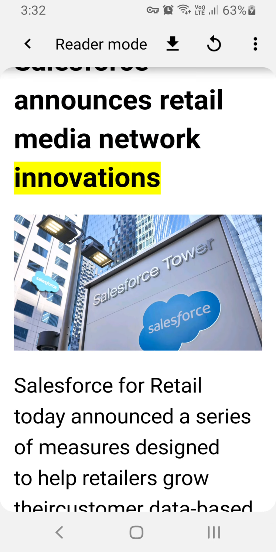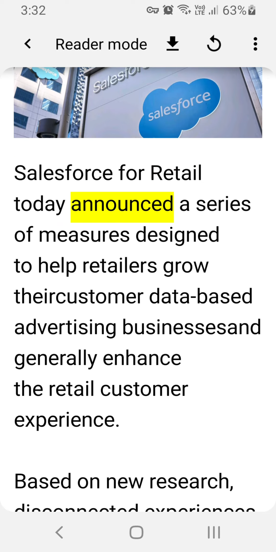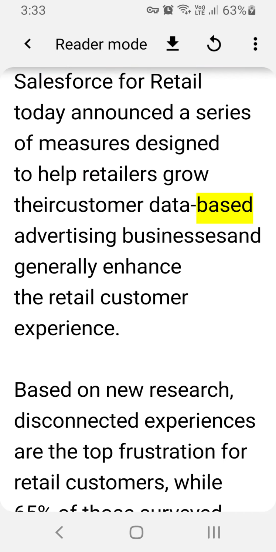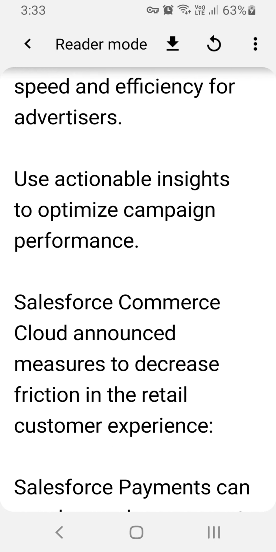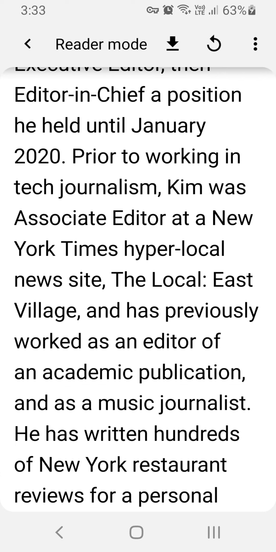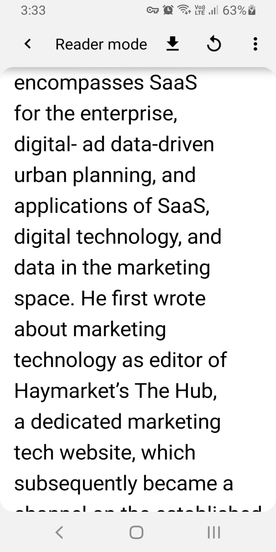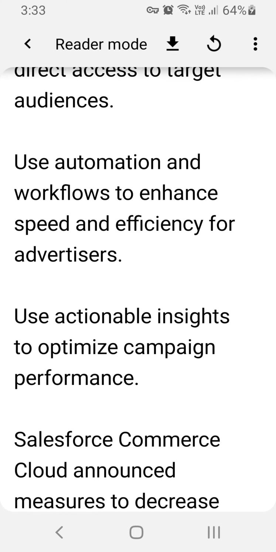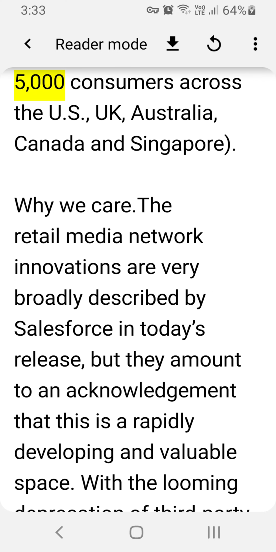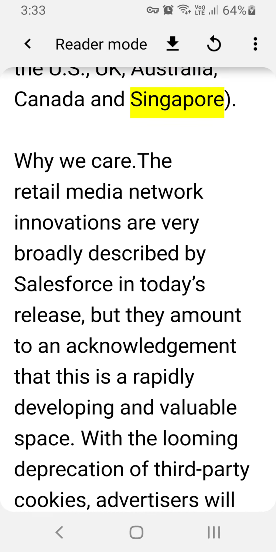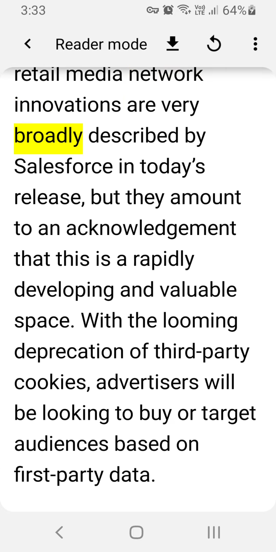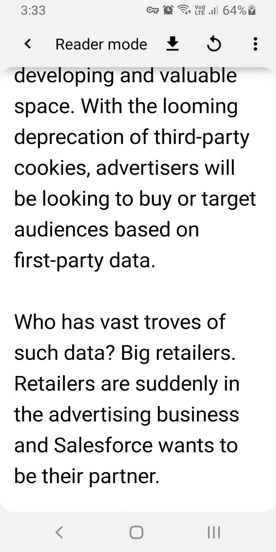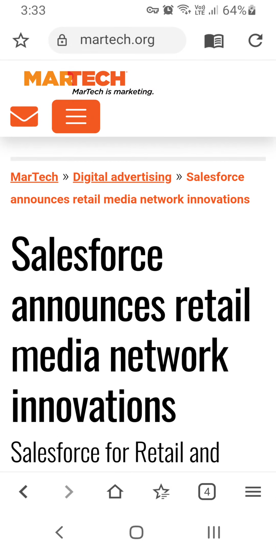Salesforce announces retail media network innovations. Salesforce for Retail today announced a series of measures designed to help retailers grow their customer data-based advertising businesses and generally enhance the retail customer experience. Based on new research, disconnected experiences are the top frustration for retail customers. While 65% of those surveyed said they would remain loyal to retailers who provide personalized experiences, data from a double-blind study of over 5,000 consumers across the US, UK, Australia, Canada, and Singapore. Why we care. The retail media network innovations are very broadly described by Salesforce in today's announcement.